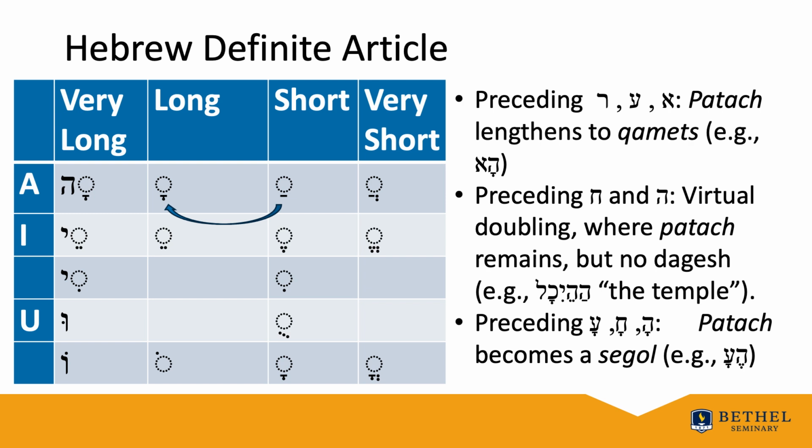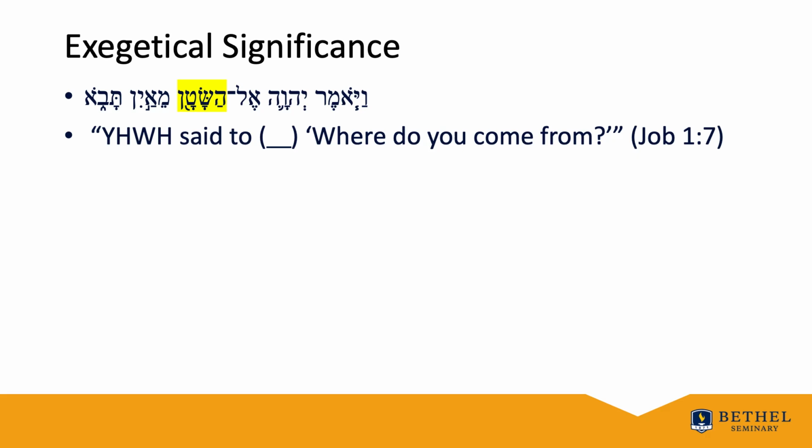To conclude, I want to illustrate maybe one way that knowing the definite article or indefinite article helps us interpret the Bible in a better, more responsible way. Here I have a verse from Job chapter 1, verse 7. In the Hebrew it reads, Vayomer Adonai el hasatan me'ayin tavo. In the English translation, it usually says, Yahweh said to Satan, where do you come from? This is Job chapter 1, verse 7.